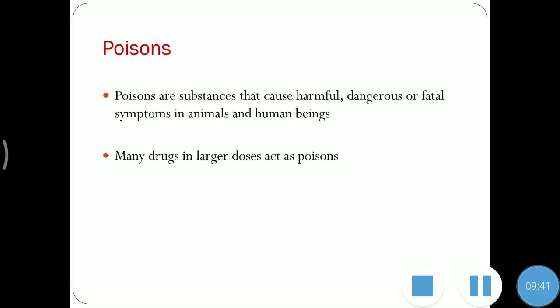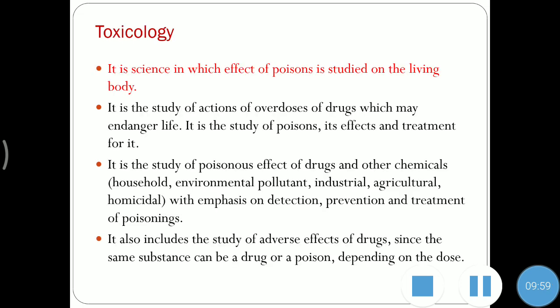Next, poisons are substances that cause harmful, dangerous, or fatal symptoms in animals and human beings. And many drugs in large doses act as poisons. They will show harmful or fatal symptoms in human beings as well as animals. So toxicology is the science in which the effects of poisons on the living body are studied.